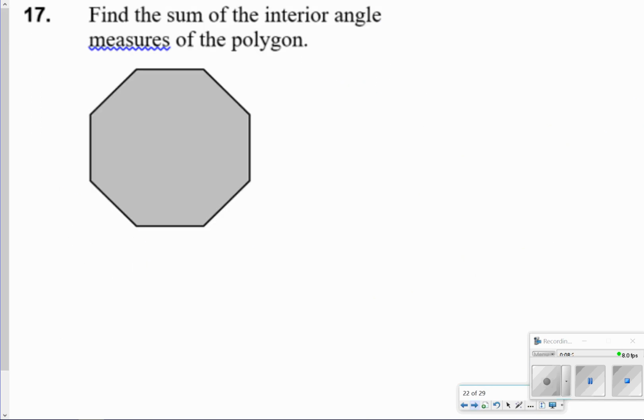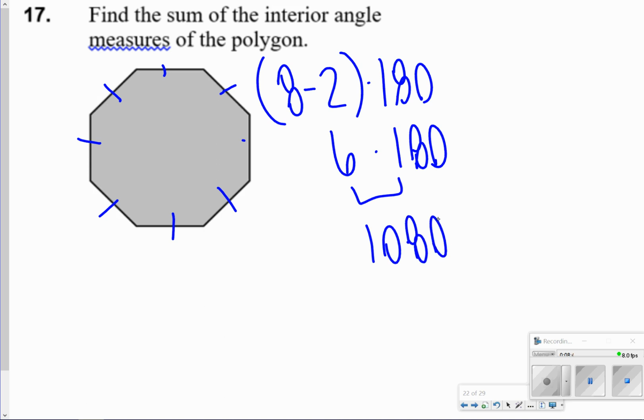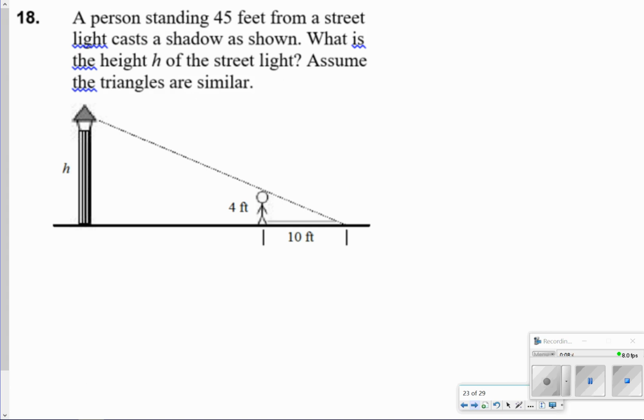For number 17, you just have to find the angle measurements, so you count the sides. 1, 2, 3, 4, 5, 6, 7, 8. So this is an octagon. So 8 minus 2 times 180. So that's going to be 6 times 180. And that's going to give you 1,080 degrees.